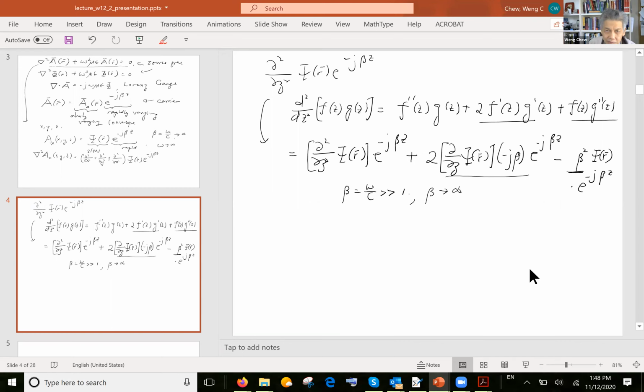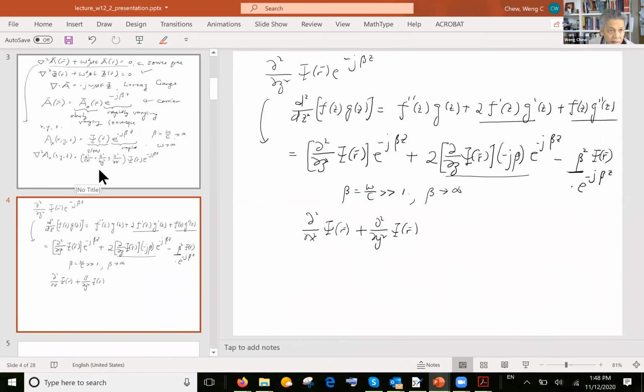If I do that, then the equation I have is partial squared, partial x squared of psi of r plus partial squared, partial y squared of psi of r. I'm going to plug this in here and keep only the first two terms, and only keep the important term in the last term.